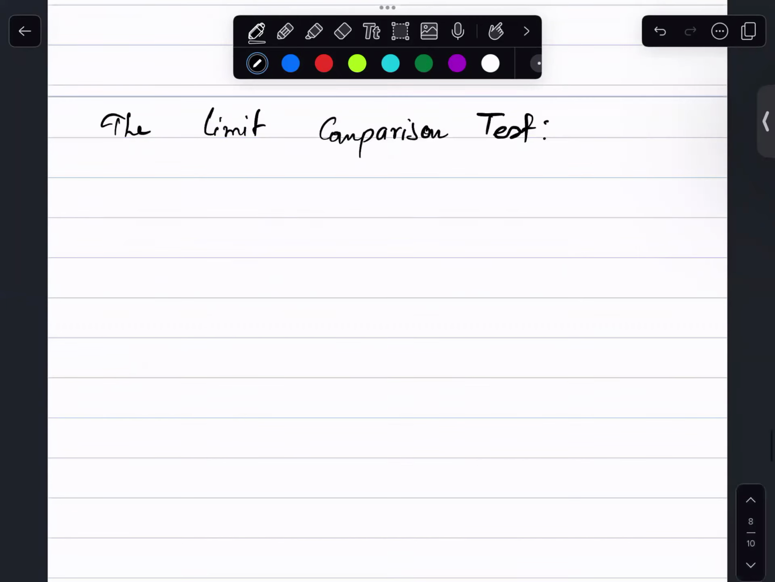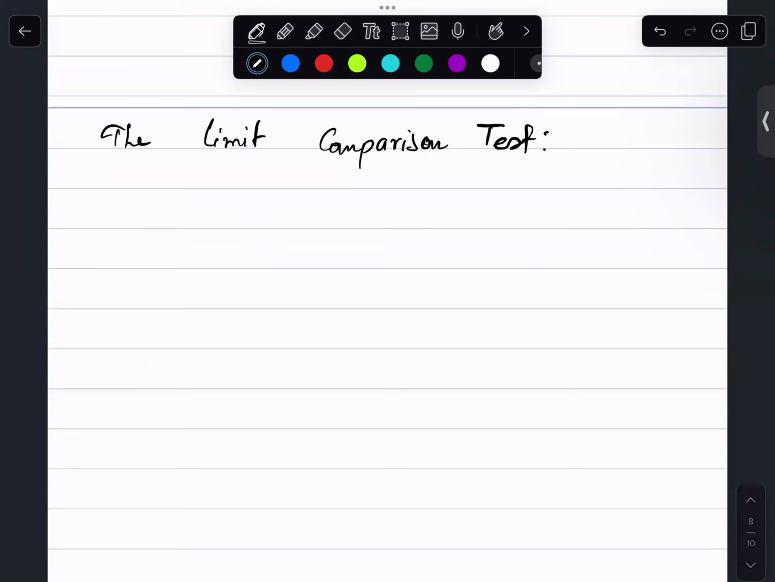The next thing that I want to discuss is the limit comparison test. Before, we discussed the direct comparison test. This is another form of comparison test. So in this case, let summation an and bn be again series of positive terms.